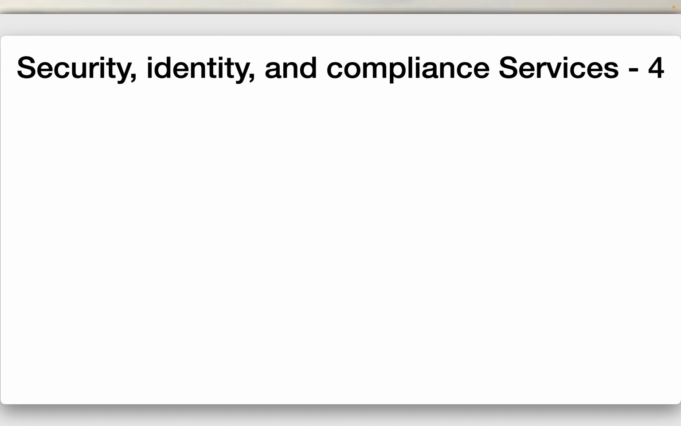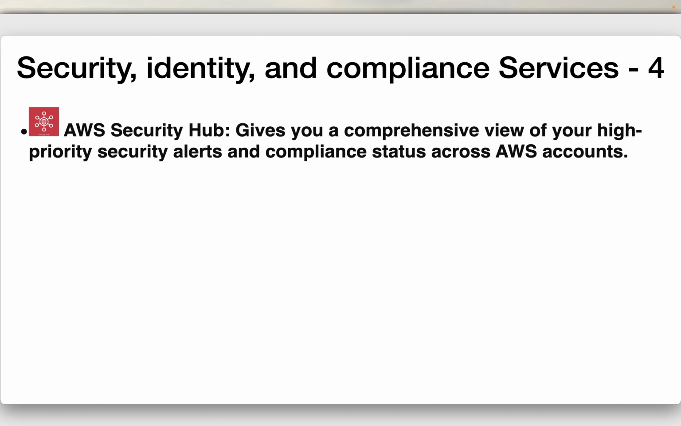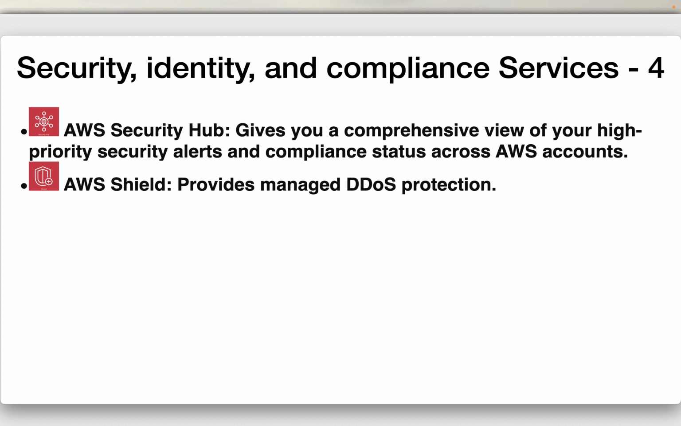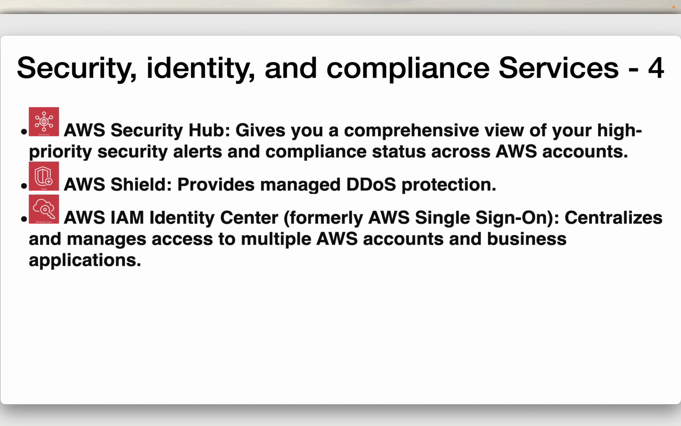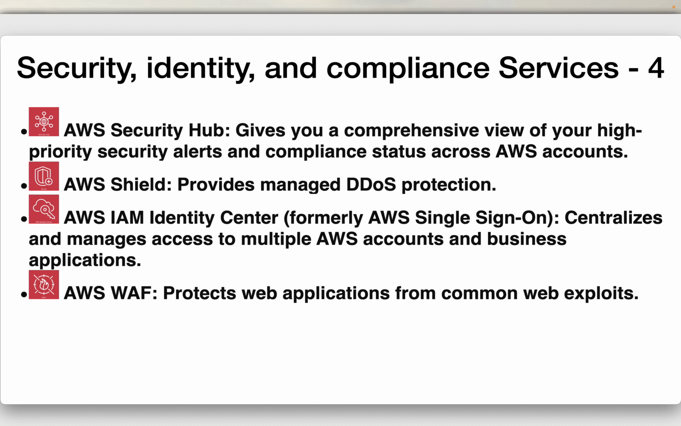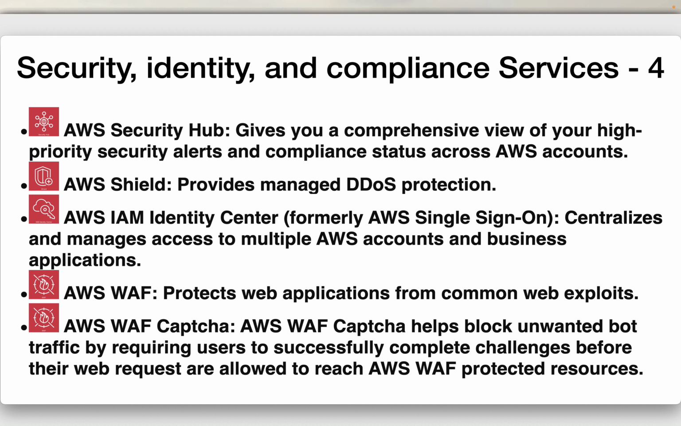Security, Identity and Compliance Services Part 4. AWS Security Hub gives you a comprehensive view of your high-priority security alerts and compliance status across AWS accounts. AWS Shield provides managed DDoS protection. AWS IAM Identity Center, formerly known as AWS Single Sign-On, centralizes and manages access to multiple AWS accounts and business applications. AWS WAF, Web Application Firewall, protects web applications from common web exploits.